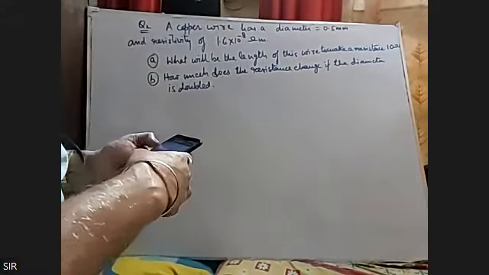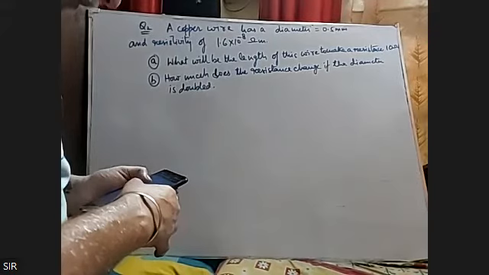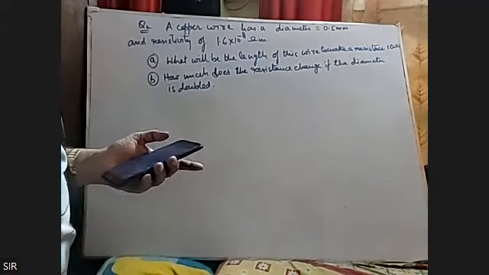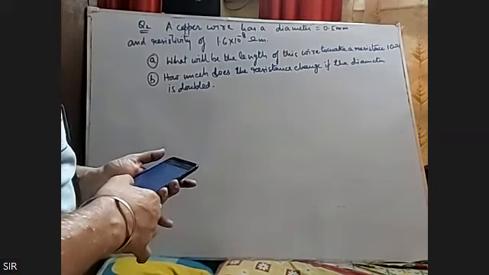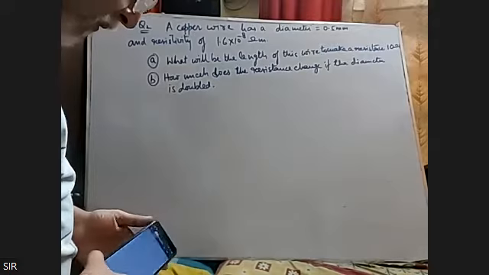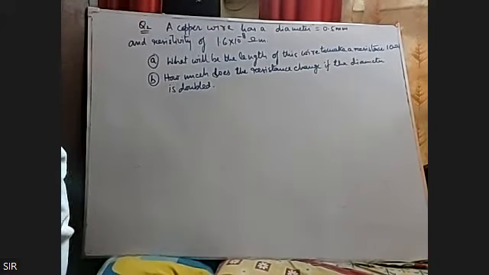But how you have done this question, I am not able to understand. What is your answer for A? Sub part A? 12.5 into 10 to the power 4.